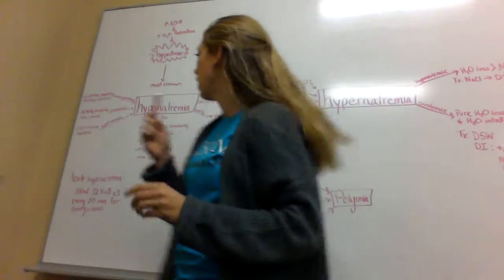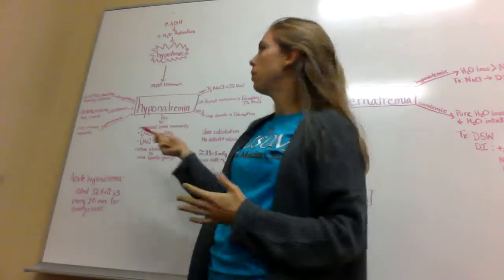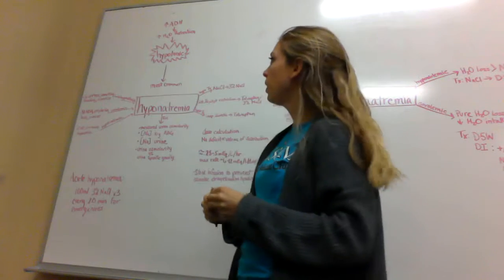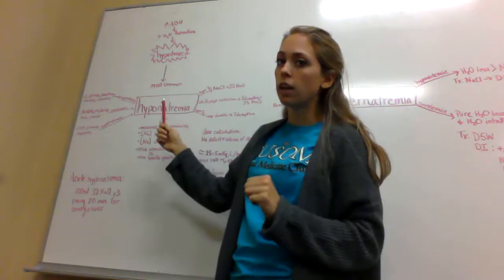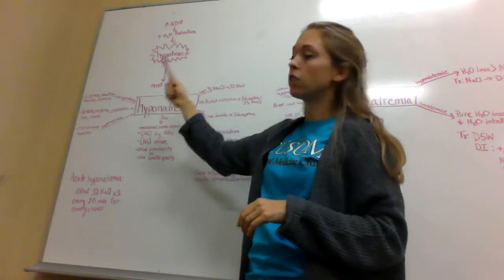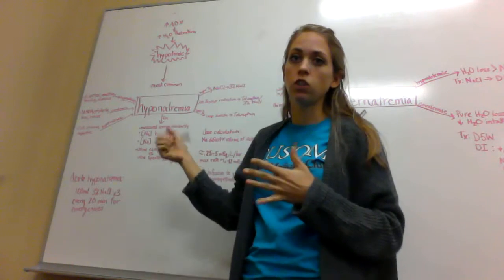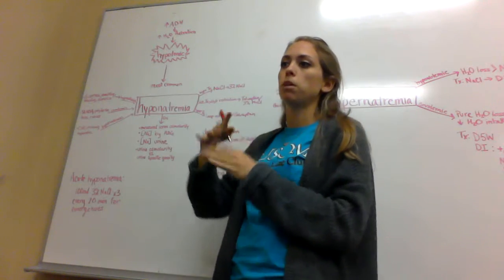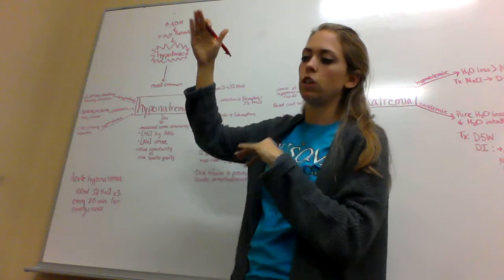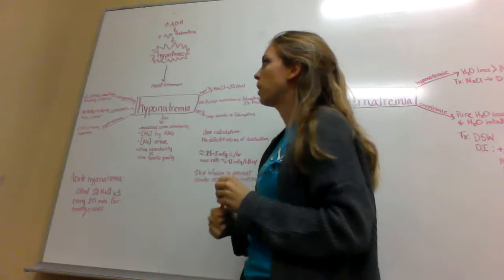First, I'm going to talk about hyponatremia, then hypernatremia. So hyponatremia has several different causes. The most common is a hypotonic state caused by increased ADH secretion, and that increases H2O retention. So you have hyponatremia because you're retaining more water, so your concentration of sodium is lower. That is the most common cause of hyponatremia.